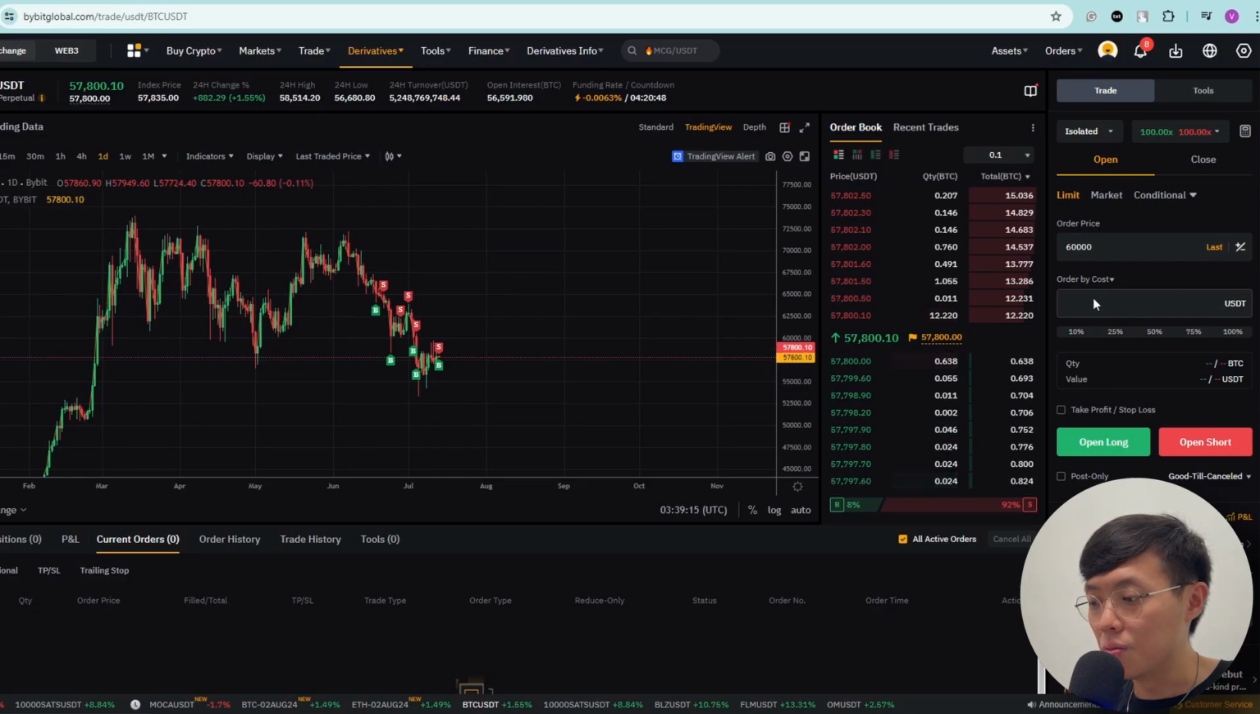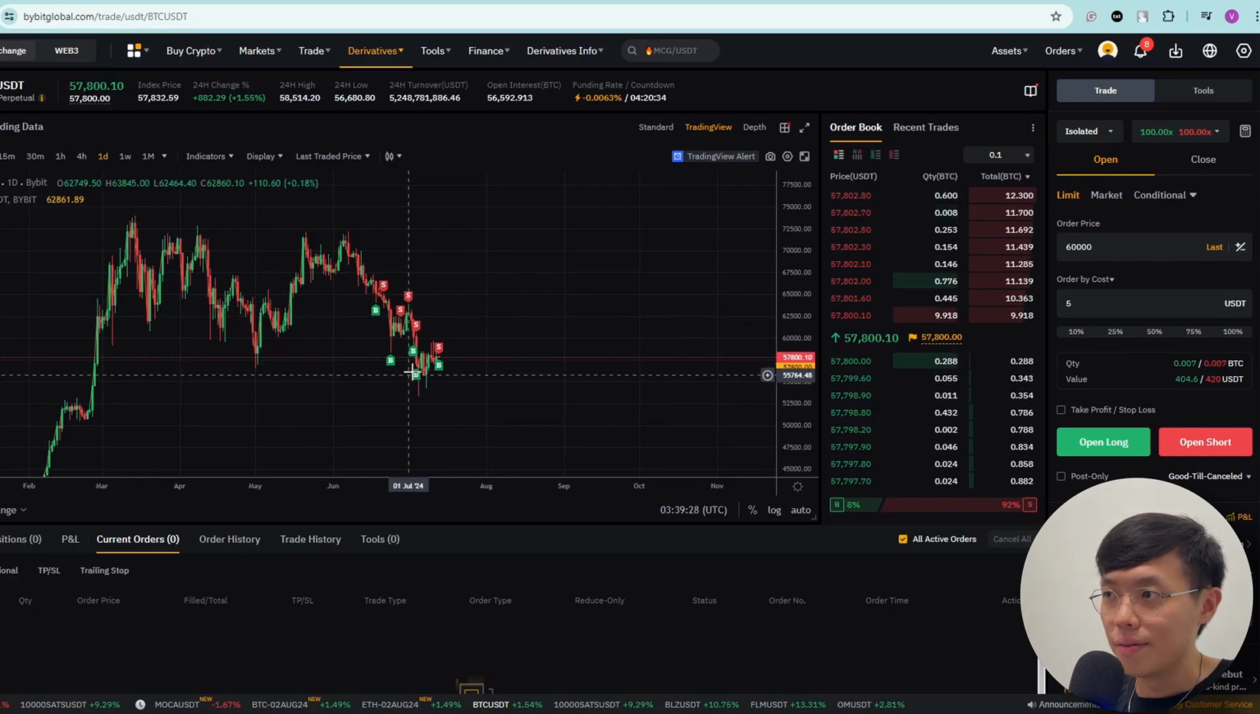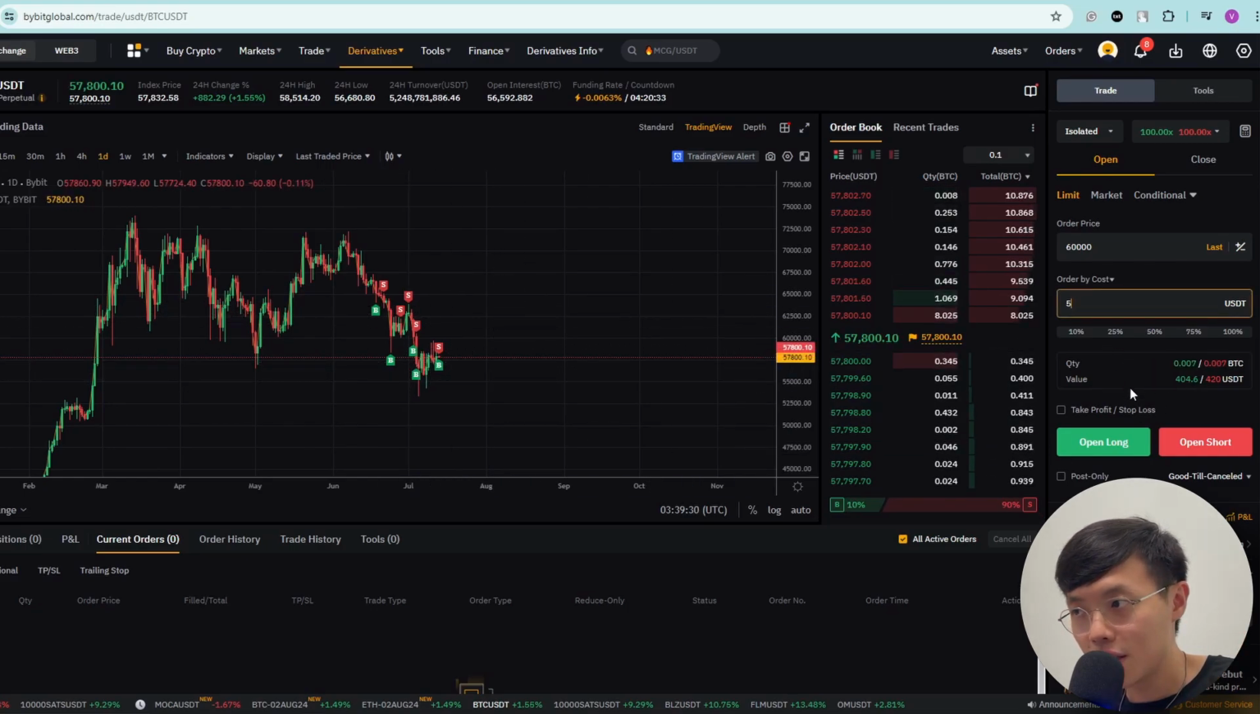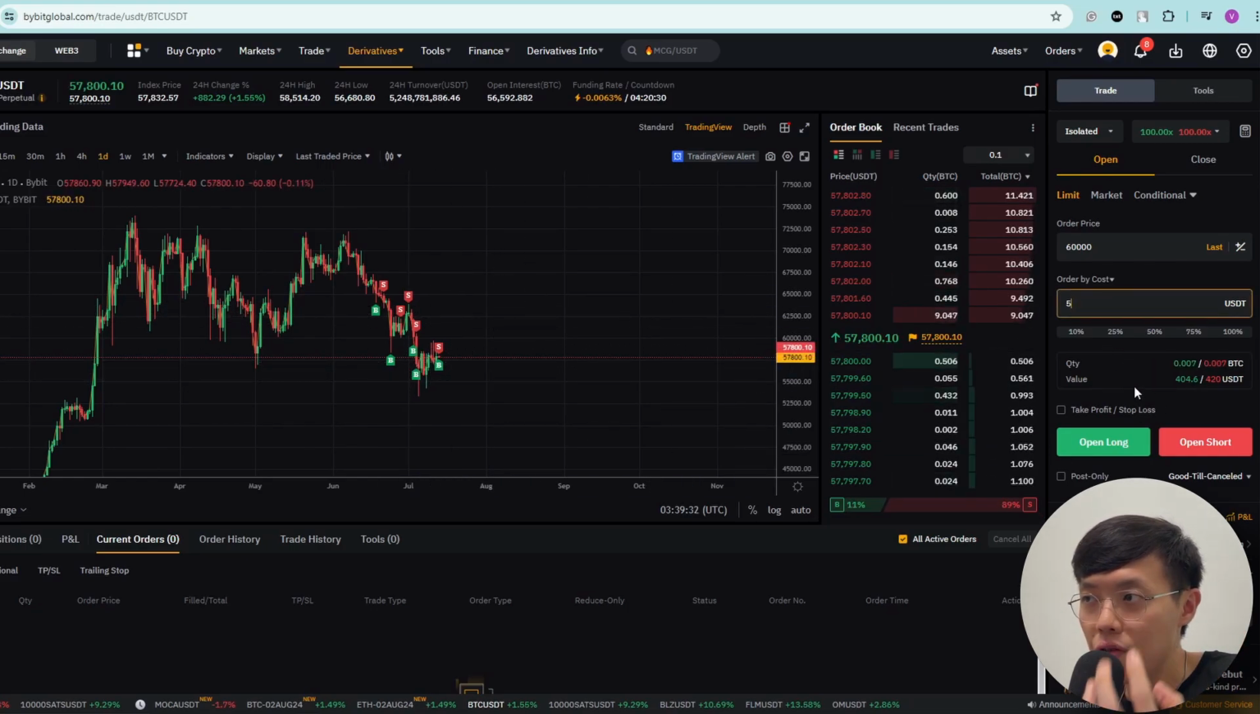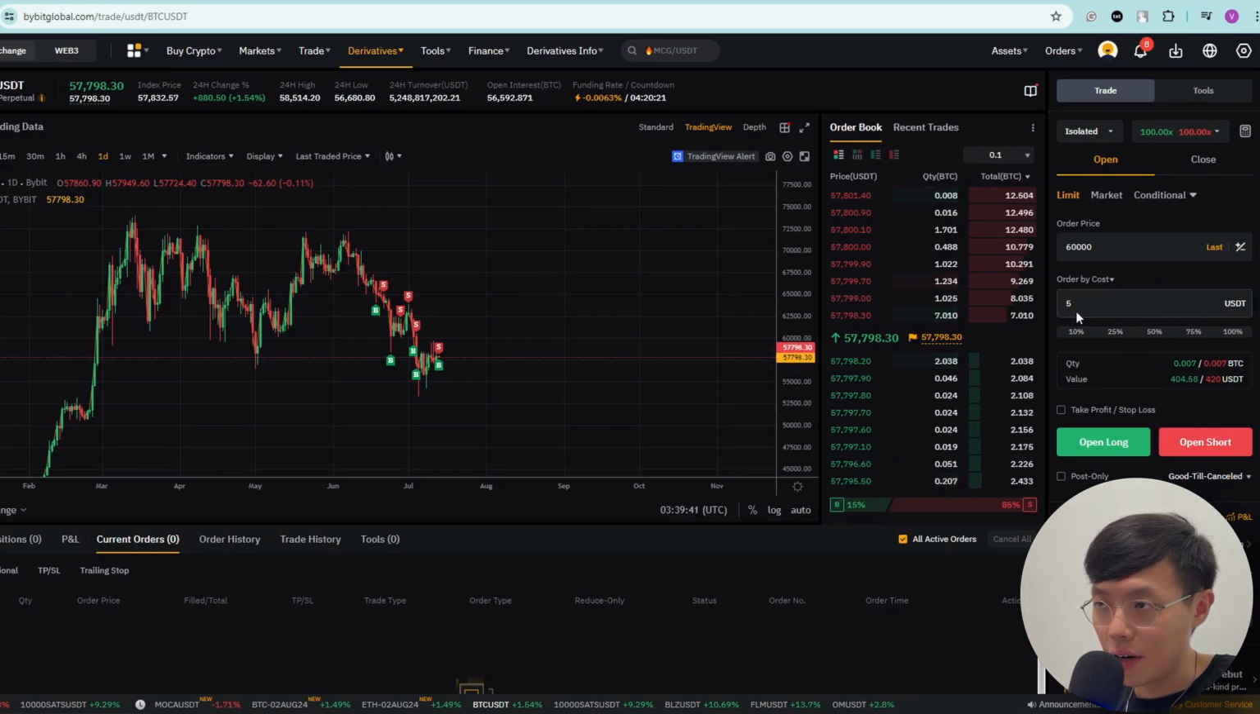My margin will be 5, right? So because of our leverage, we can buy 404 worth of coin. Because this is leverage, we are using 5 USD to buy Bitcoin worth as high as 400. All right. But your cost is always 5, right? Right now I have 5. My limit order is 60.